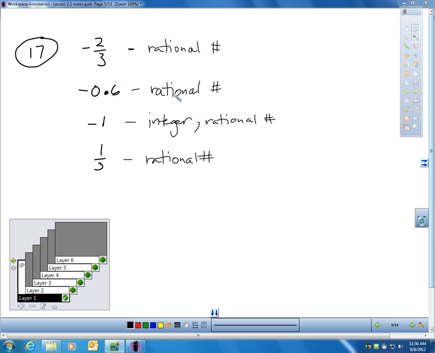Let's write these from least to greatest. So the least of these, the smallest, is -1. That would be farthest left on the number line, followed by -2/3, followed by -0.6, and 1/3. I want to talk about this more because I always have people screwing these up. Okay, so let's just think about a number line real quick.